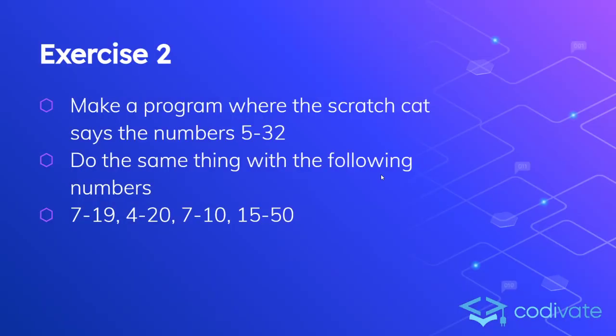All right, here. Make a program where the Scratchcat says the numbers 5 through 32. So I want it to start at 5 and end at 32. And then once you figure out how to do that, try to do the same with all of these other numbers. The hint is that it's really the same code. It's all just one code. You're just changing the numbers after you figure out what the code is.